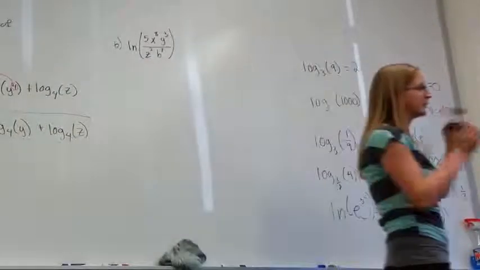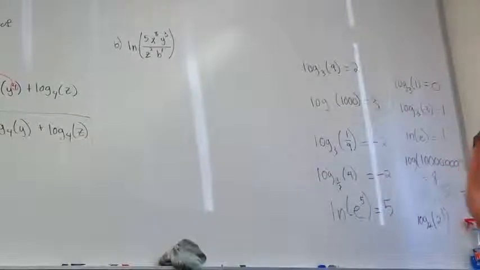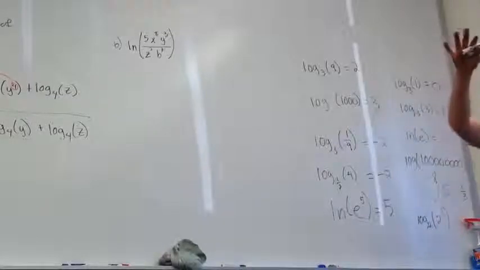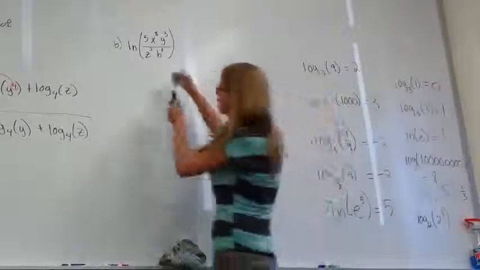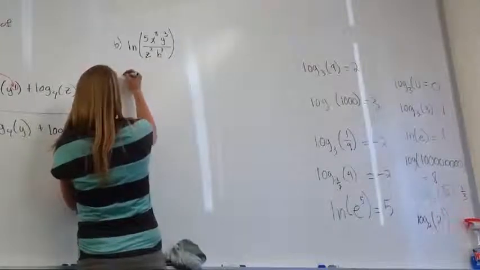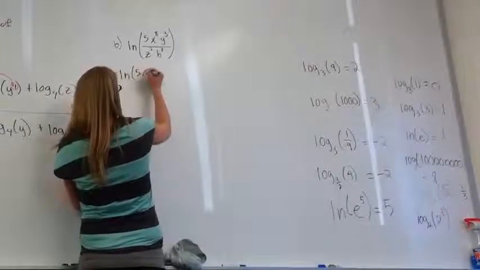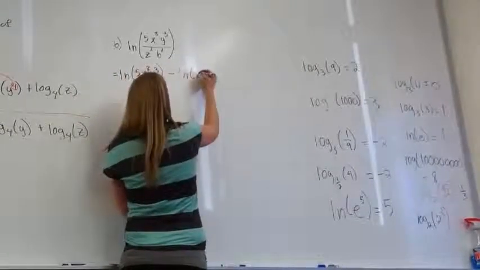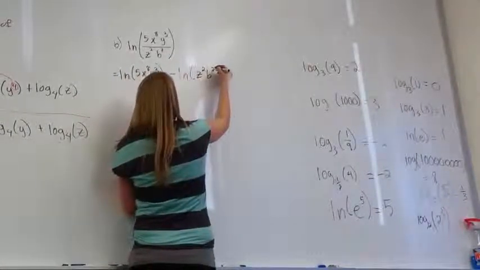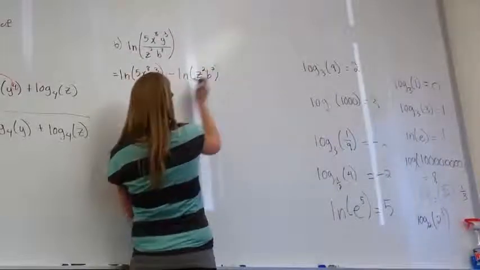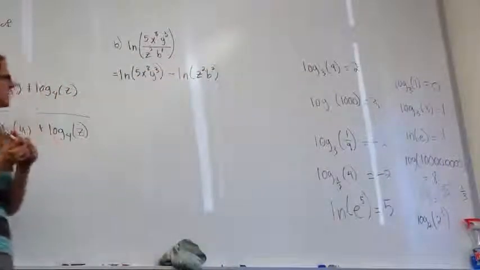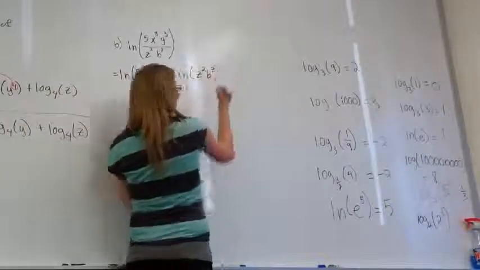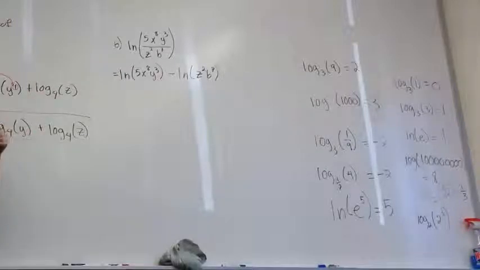First of all, I need to realize that there is a division in here, right? So that division is going to turn into what? Subtraction. That's that second property that we have. So this division will turn into a subtraction. So let's do that first. This will become ln of the entire top minus ln of the entire bottom. Notice that my ln followed through. Can you guys see that okay? Ln of the top minus ln of the bottom, because that division turned into subtraction.